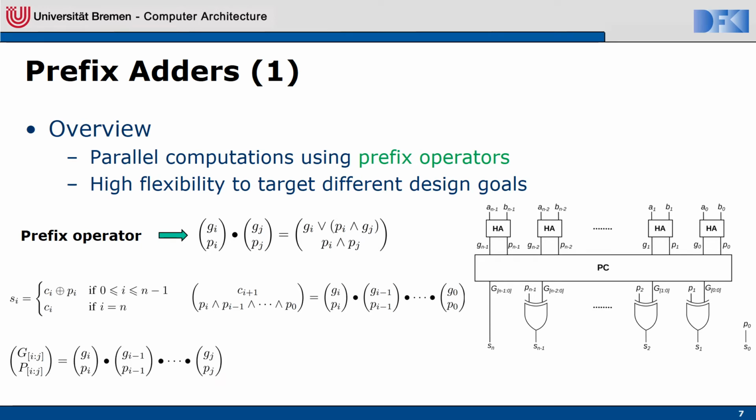We always show the result of prefix operations between consecutive propagate and generate signals as g i to j and p i to j. We call them group generate and group propagate. This equation shows that we can combine group generates and group propagates with the ranges i to k and k minus 1 to j. We can also see that the c i plus 1 carry is equal to group generate i to 0.